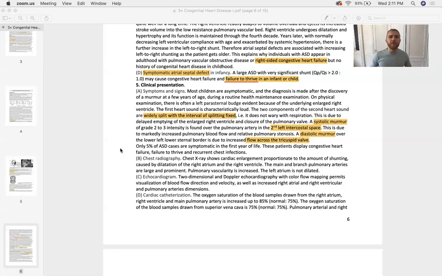You're also going to hear a systolic murmur at the second left intercostal space, and we know that that's going to correspond to the pulmonic valve. If it were at the right intercostal space, that would correspond to the aortic valve, but a pulmonic valve murmur makes sense if we're talking about right heart problems. You're also going to hear a murmur during diastole, and that's going to be at the lower left sternal border, corresponding to where you hear flow across the tricuspid valve.